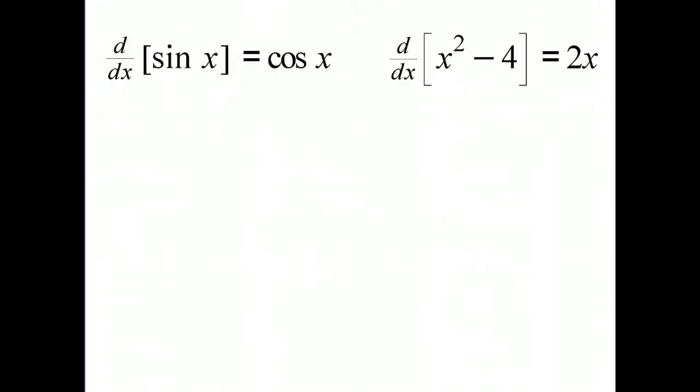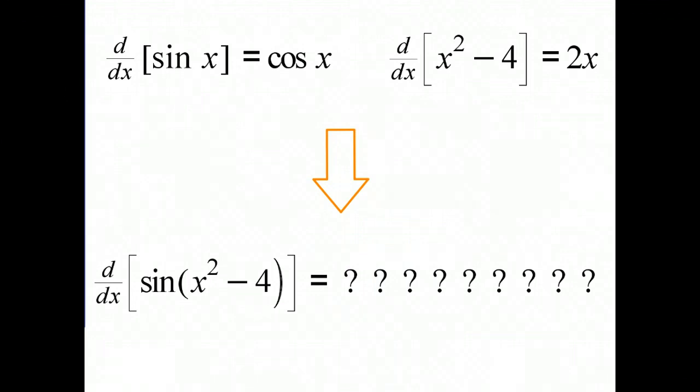So let's take a look at a couple of these functions here. I've got two functions, sine of x and x squared minus 4. And we can take the derivative of both of these functions. We know that the derivative of sine of x with respect to x is simply cosine of x, and the derivative of x squared minus 4 with respect to x is 2x. But what about the derivative of sine of the quantity x squared minus 4?